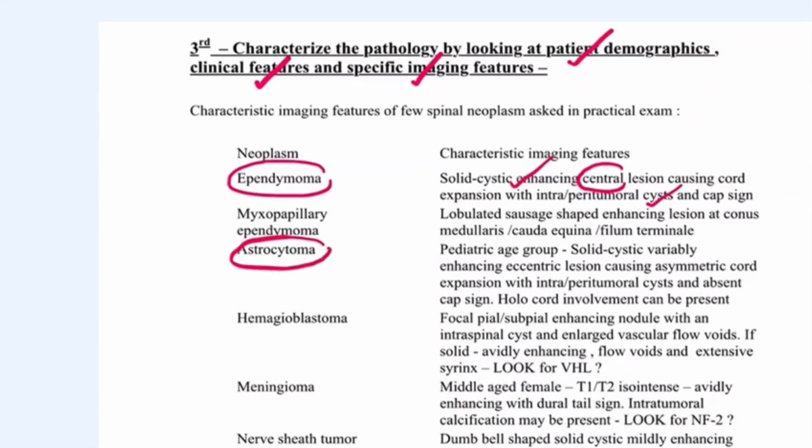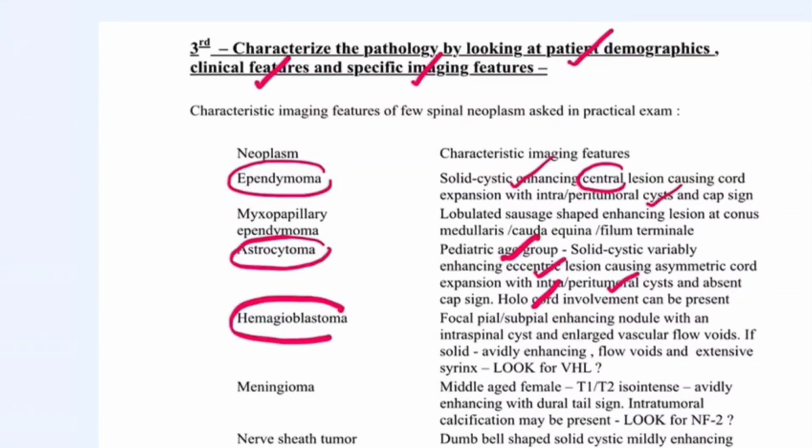Next is the astrocytoma, very common in the pediatric age group. These are ill-defined with heterogeneous enhancement, and usually they are long segment, involving a long segment of the cord, and they will be eccentric. So pediatric age group, eccentric lesion, and there are cysts also, and holocord involvement is very common.